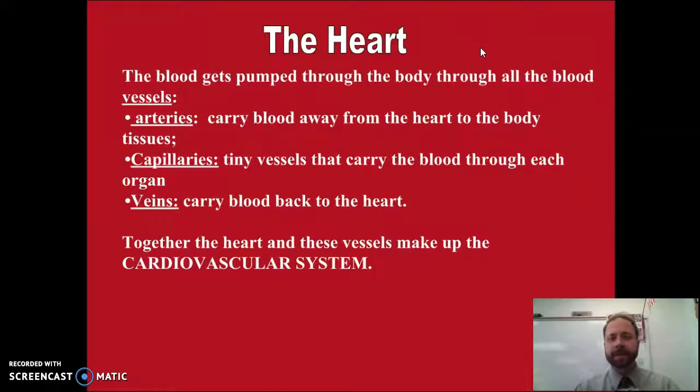So, how does the blood get through all the blood vessels? Well, we have arteries. Arteries carry blood away from the heart to the body tissues. The capillaries are the thin, tiny vessels that carry the blood through each organ. So from arteries to capillaries. And then the veins are going to carry the blood back to the heart. So arteries leave the heart. The capillaries carry that blood to the organs. And then the veins will carry the blood back to the heart. And all together, we call that the cardiovascular system.